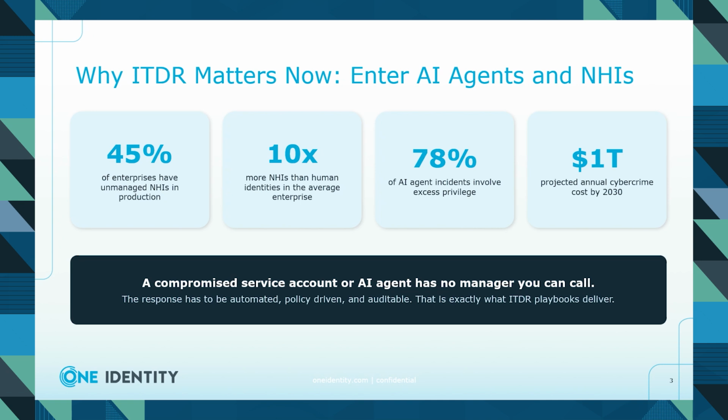Add it up, and cybercrime is projected to cost $1 trillion a year in 2030. And here's the part I really want you to take away. When a human account is compromised, often you can phone the person, you could email their manager, and you could start a response in human time. When a service account or AI agent is compromised, there's no one to call. It's acting with delegated permissions at machine speed, and the damage happens in seconds, not days. The only credible response is one that's automated, driven by policy, and fully auditable. And that's exactly what ITDR playbooks in Identity Manager are designed to do.